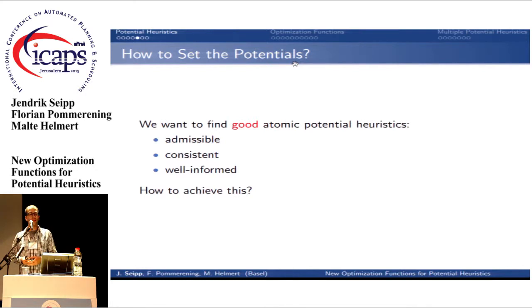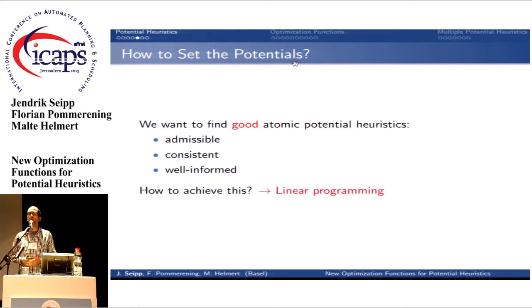So the obvious question is, how do we come up with these potentials? How do we set them? We want to find good atomic potential heuristics, meaning we want them to be admissible. We want them to be consistent, ideally, because that usually gives us benefits. And we want them to be well informed. And the question is, how do we achieve this?